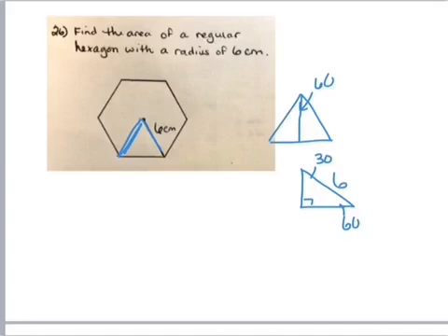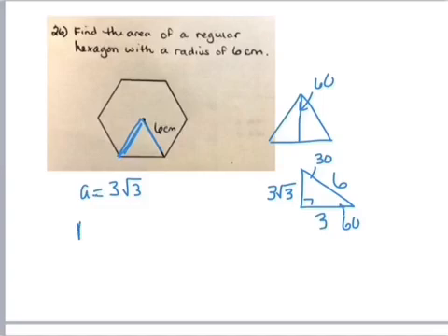So if I look now at my picture, I can see I have a 30, 60, 90 with a hypotenuse of 6. Using my 30, 60, 90 properties, to get the short leg, I just take the hypotenuse and divide by 2, which makes that 3. And then to get the long leg, I multiply the short leg times the square root of 3. So that's 3 square root of 3. And that now is my apothem. So my apothem is 3 square root of 3.